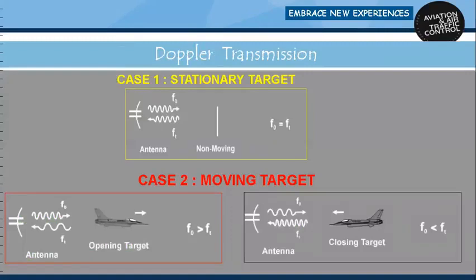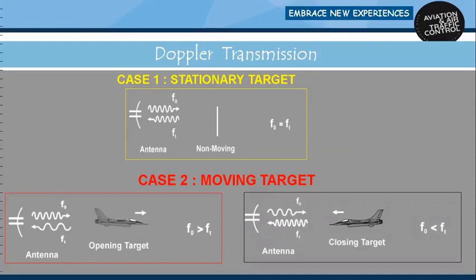Pulse Doppler radar works off the principle of frequency shift known as the Doppler effect. This effect is the observed change in frequency of a wave for an observer moving relative to the source. The Doppler effect is used to accurately determine the velocity of a target.